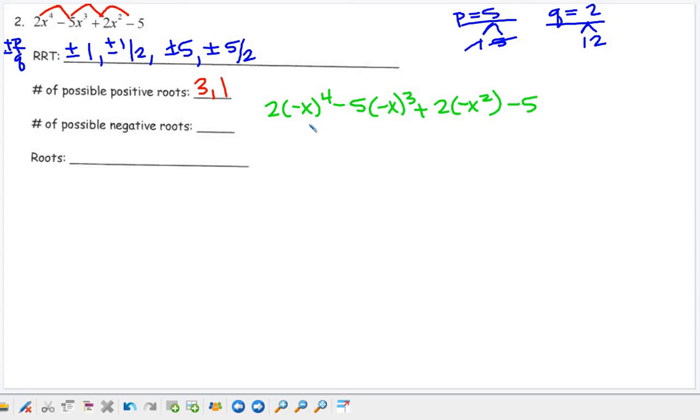So a negative to the fourth is a positive. A negative to the third is a negative, times a negative 5 is a positive. A negative squared is a positive times a positive is a positive. So that means I have positive to positive, no change. Positive to positive, no change. Positive to negative, 1 change.